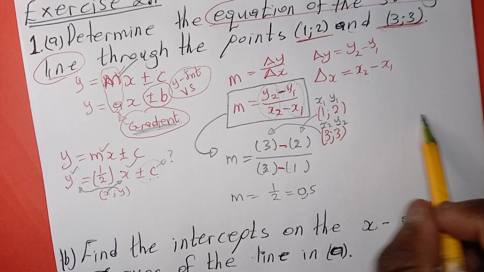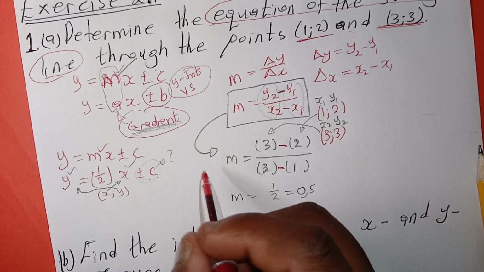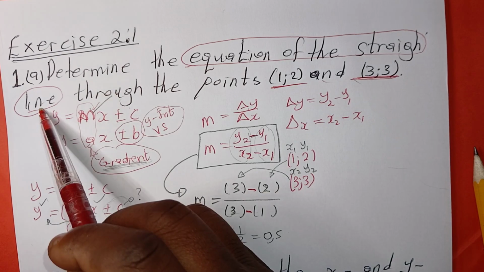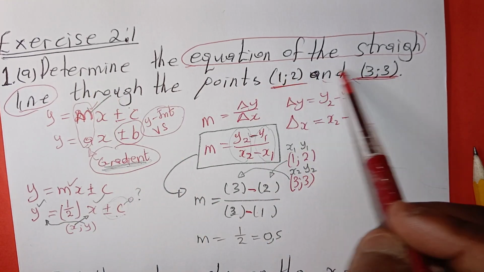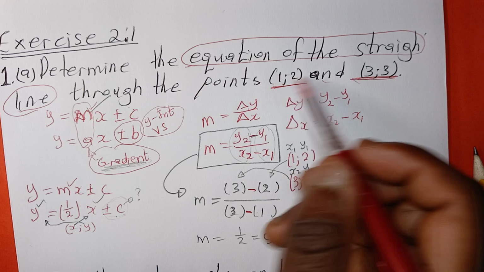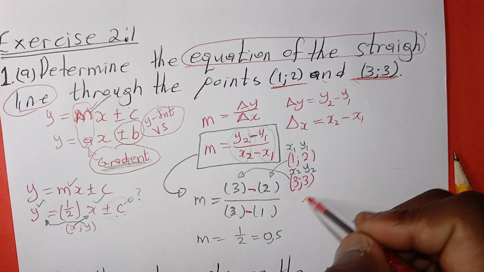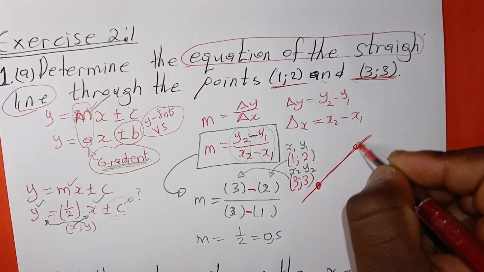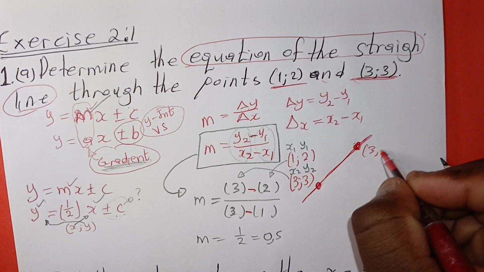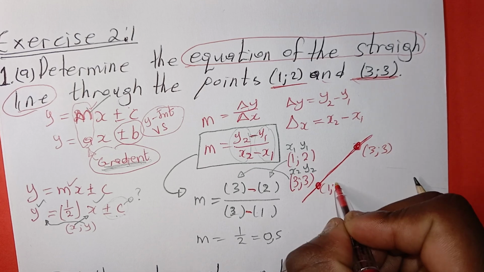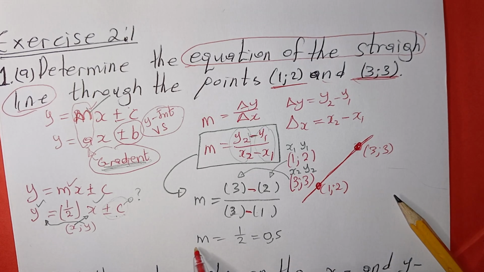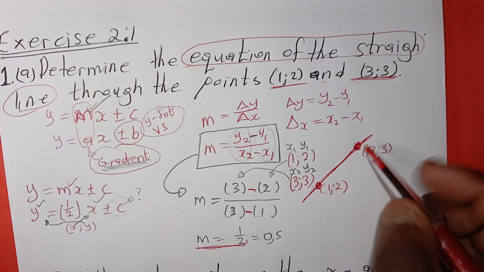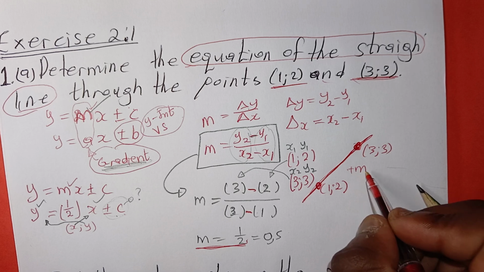From this question, they said to determine the equation of the straight line through these two points. So it means it will be a line like this, with these two points, 3 and also 1. What I want you to recognize is that the gradient is positive, so the shape will be like this, which has a positive gradient.